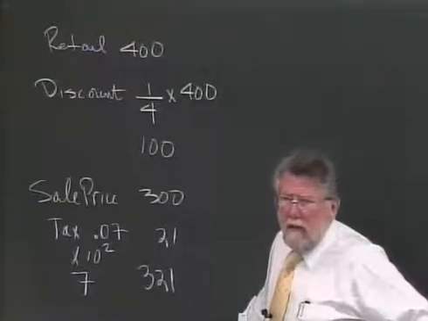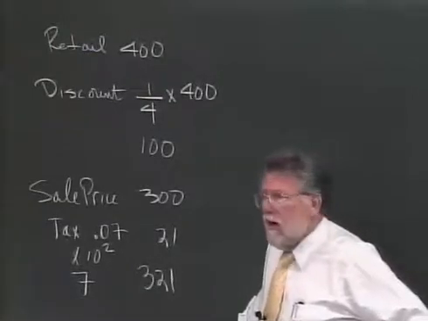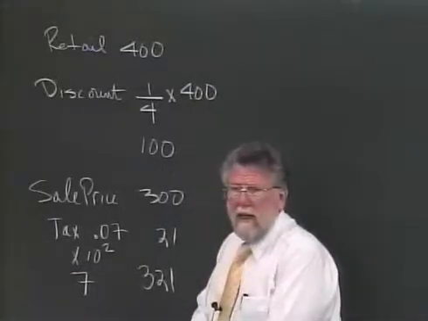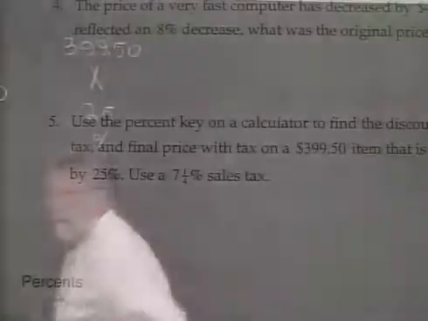Now, as you do this problem in the calculator, you're going to enter the exact numbers. Back to the problem in the book. On the document cam, that was $399.50, correct? So you're going to put $399.50. Then you're going to do what? Times your 25, and then you hit the percent key.